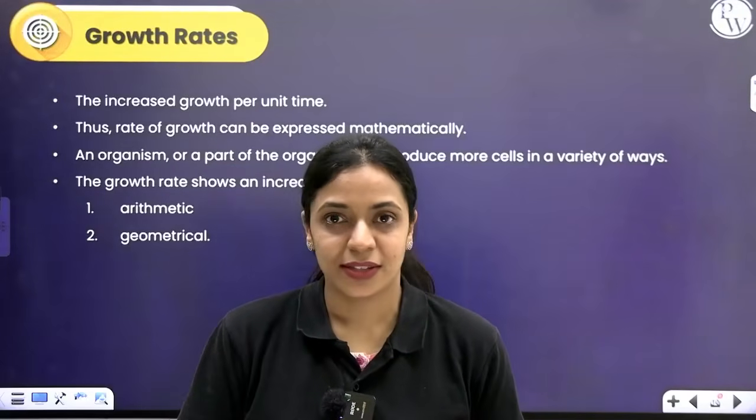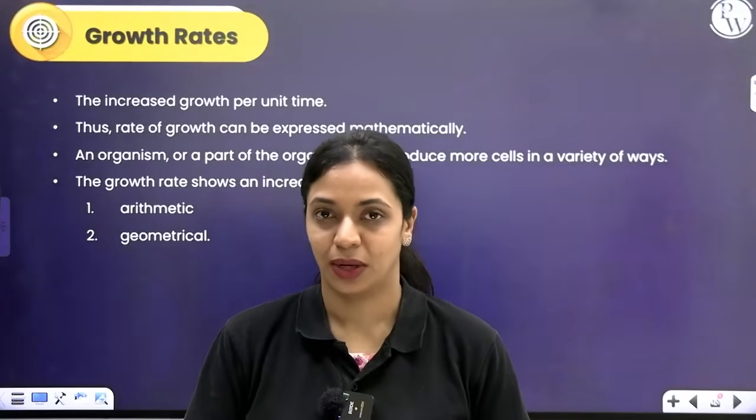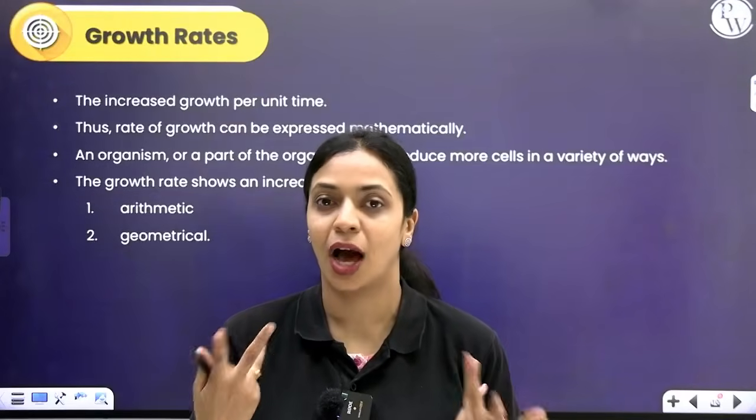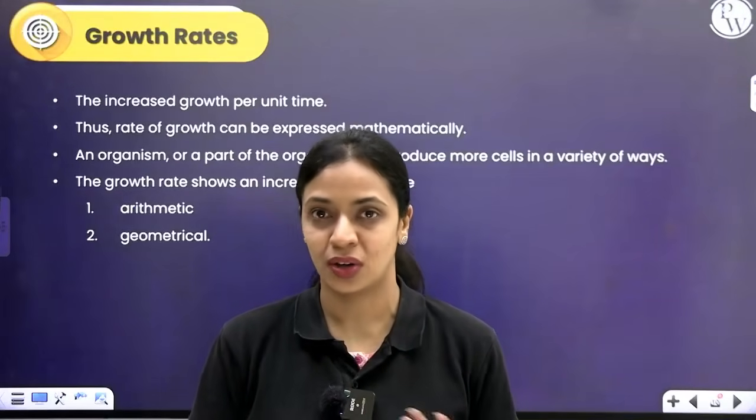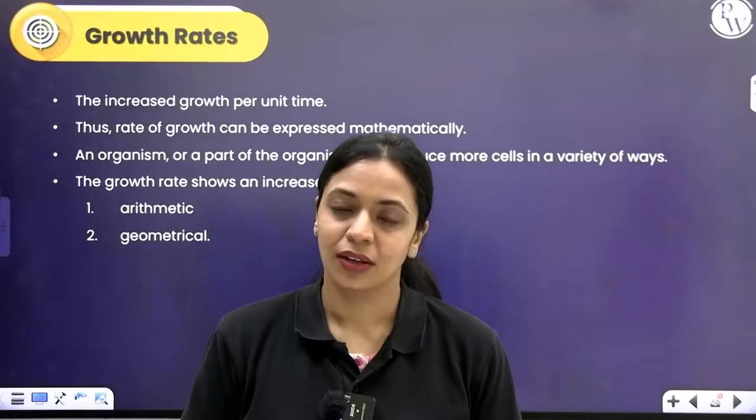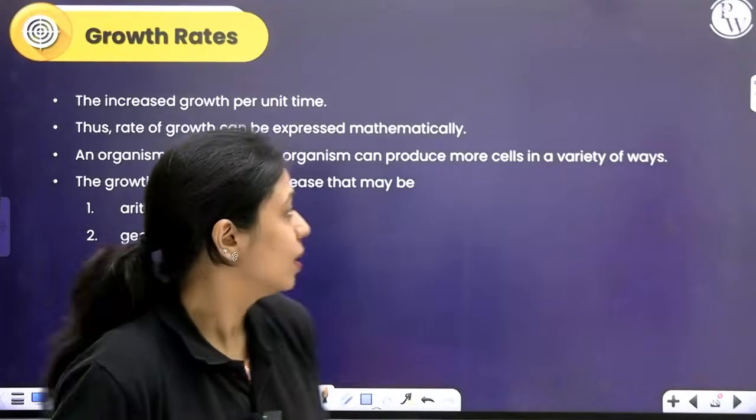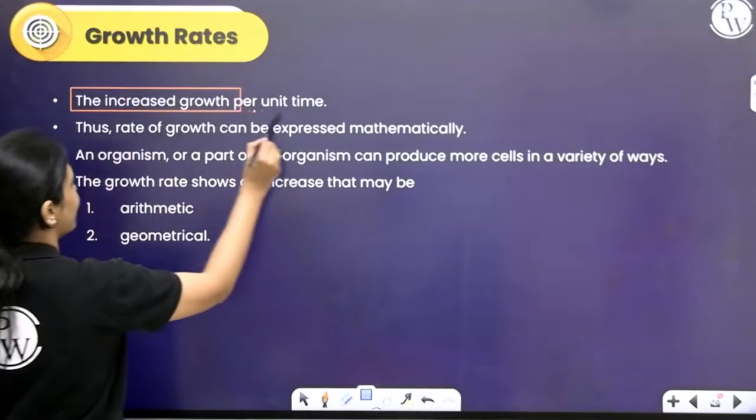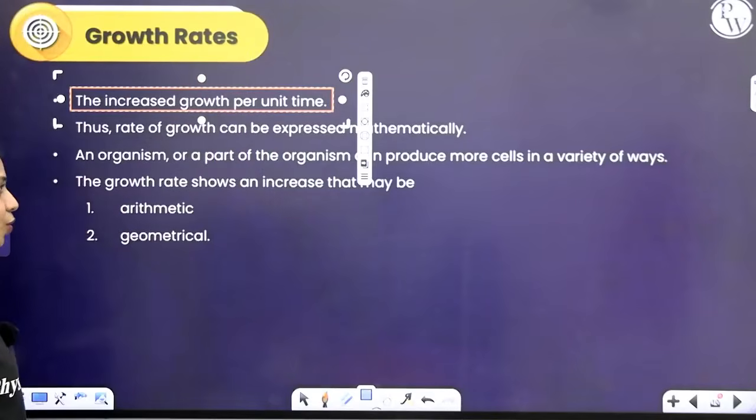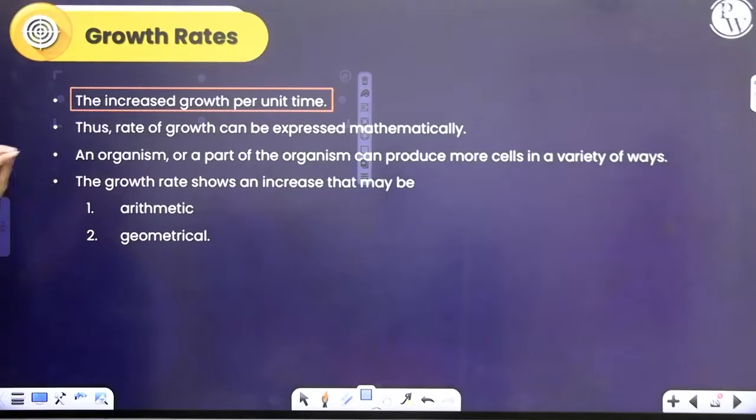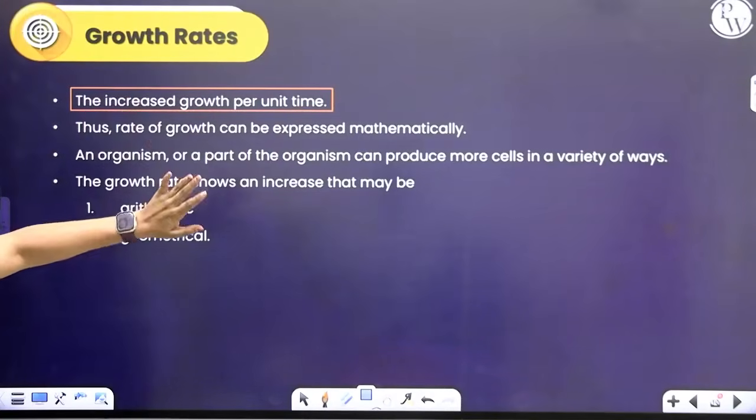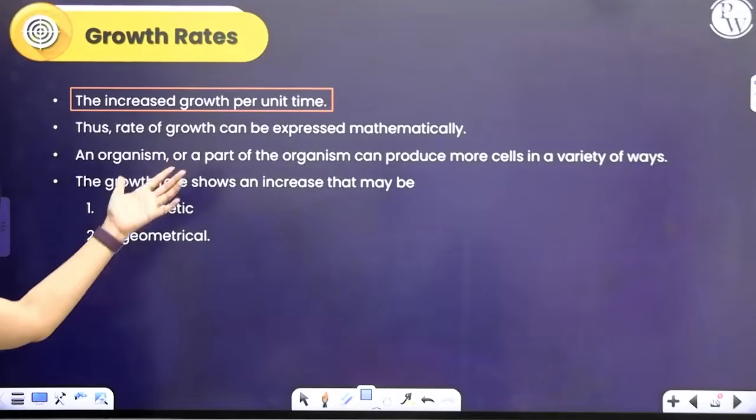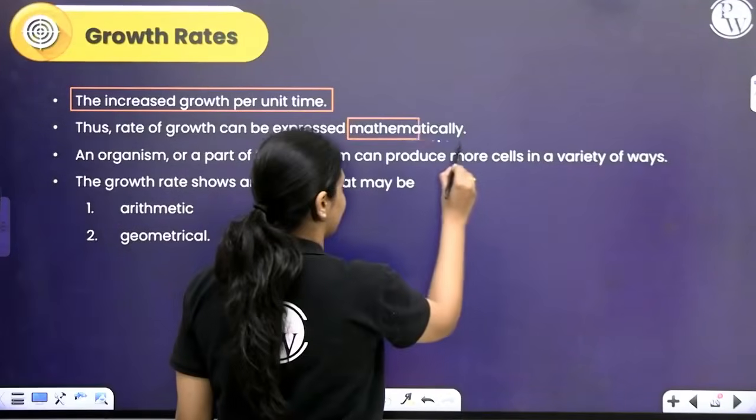This could be 1 day, this could be 1 week, this could be 1 month, this could be 1 year. It depends on how you are calculating it and what your research requirement is; you can change it. So the increased growth per unit time is what we call growth rate. Since it is with respect to time, of course, it can be expressed mathematically.